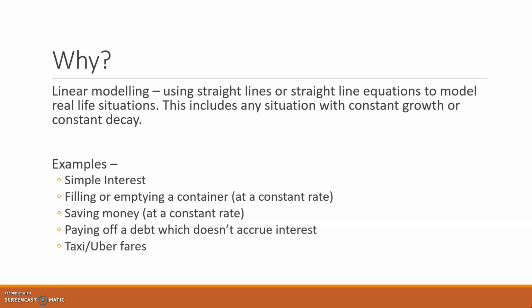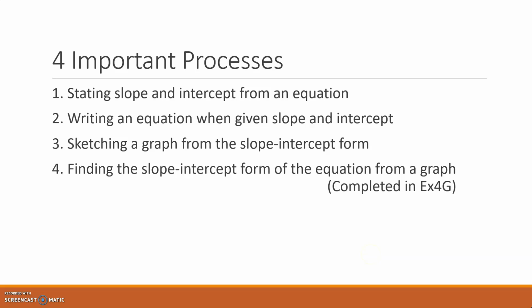And things like taxi and Uber fares can also be modeled with linear equations because they have a base rate, which represents the y-intercept, and then an increasing amount depending on the time taken or the distance driven, which represents the gradient. Now, there are four important processes that we need to look at involving the slope-intercept form, and they are these.